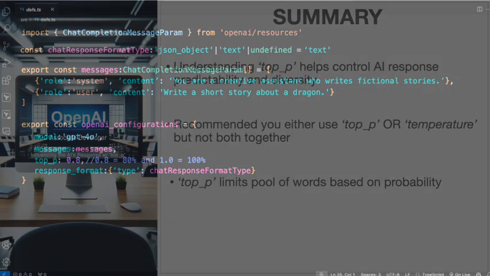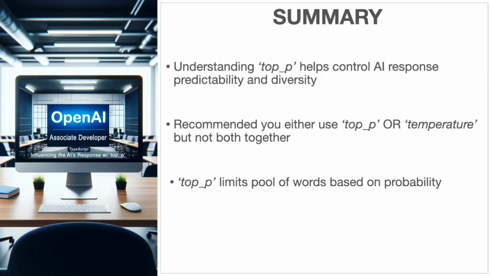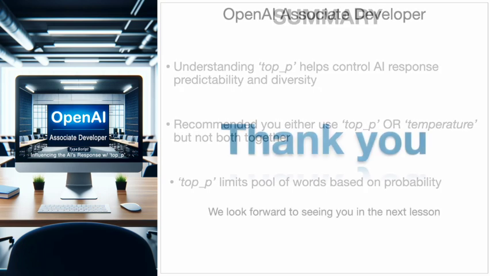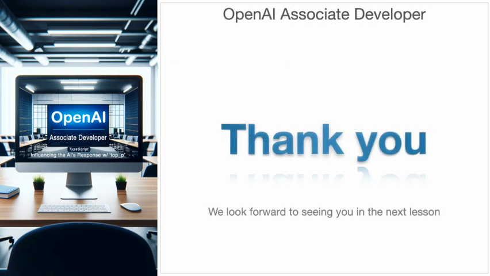By understanding and utilizing the top P and temperature properties correctly, you can fine-tune the AI's responses to match your desired level of creativity, specificity, and predictability. Stay tuned for our upcoming lessons, where we will continue to dive deeper into the practical applications of these properties to enhance your AI-powered applications.